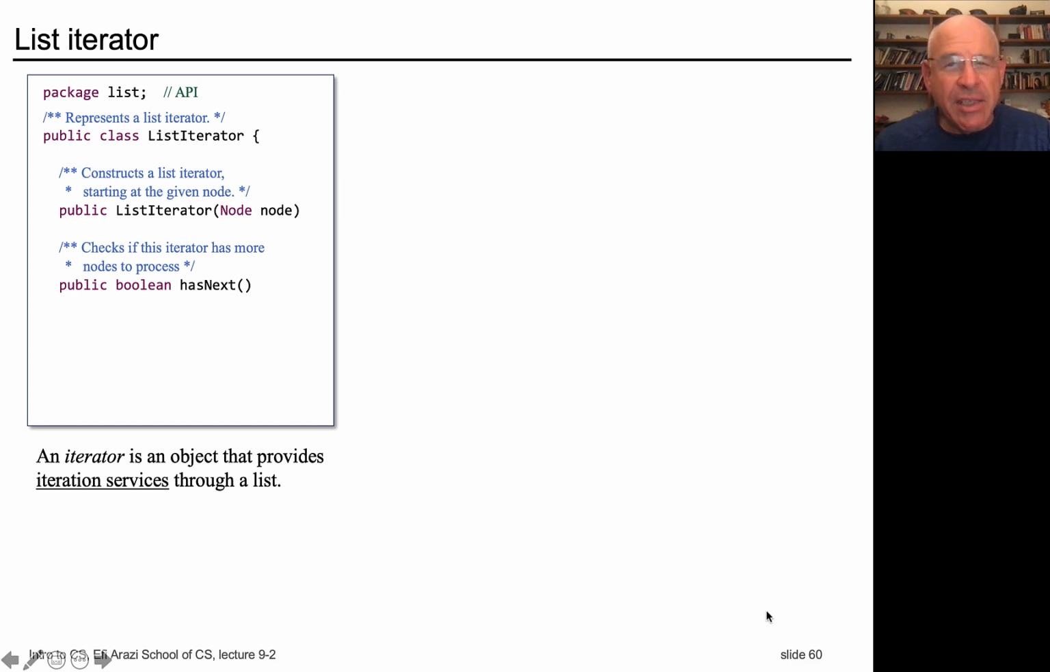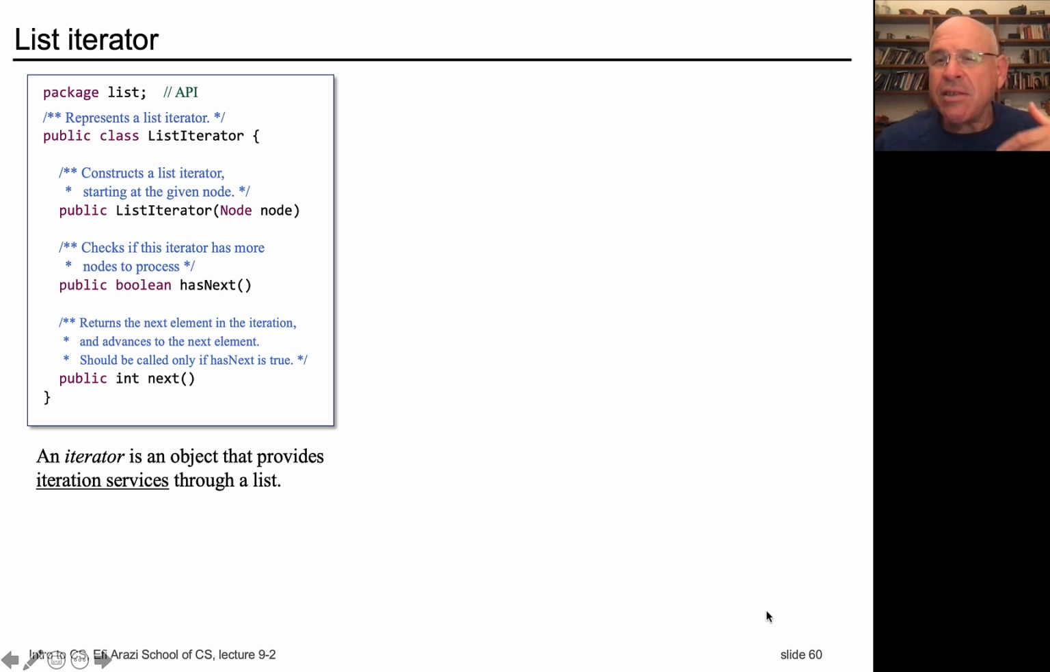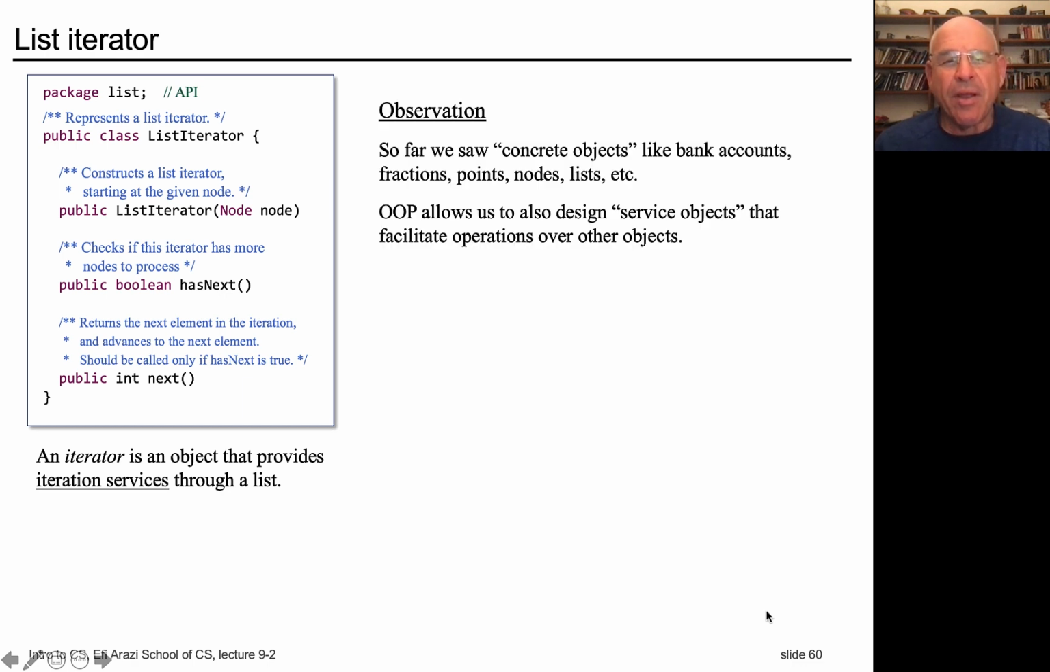There's also a hasNext method, which is a Boolean, and it simply tells the client if there are more elements to process. And finally, there's a next method that returns the next element in the list, or actually the value of the next element, and advances to the next element in the list. That's all. That's the whole API of the list iterator.